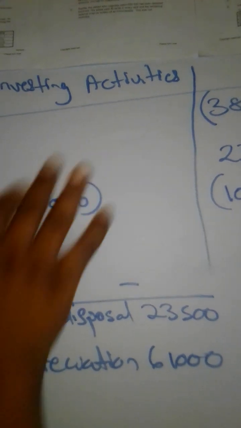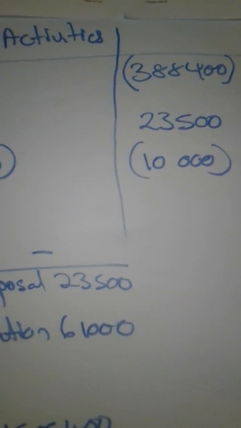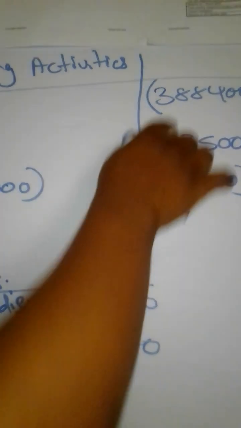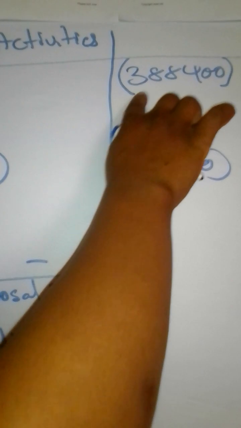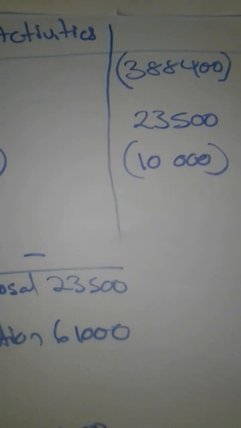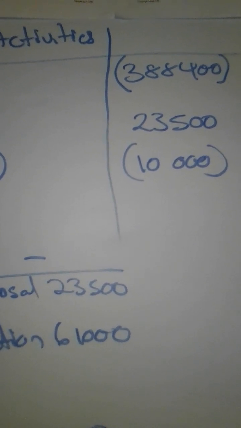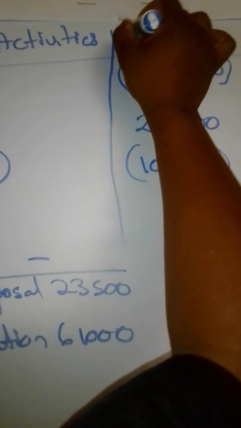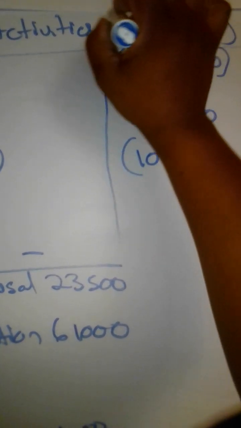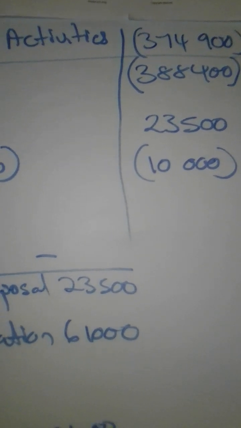On cash flow from investing activities, these are the only items that I can see. There is nothing else. So now we can find out how much is the total. We add the negatives and then subtract the positive, which is the easiest way. You'll get 374,900 in brackets. That is our cash flow from investing activities.